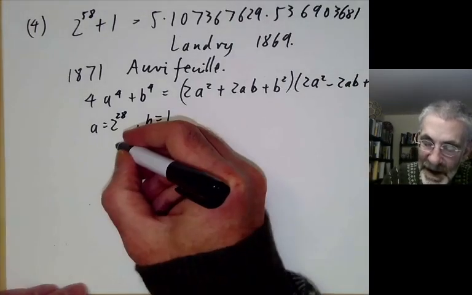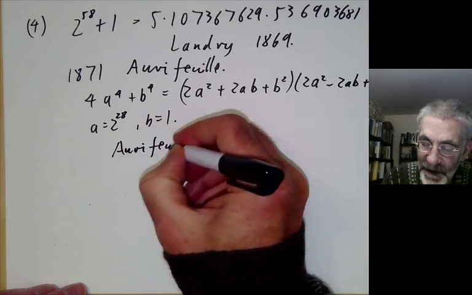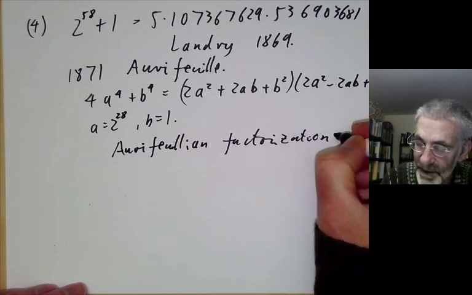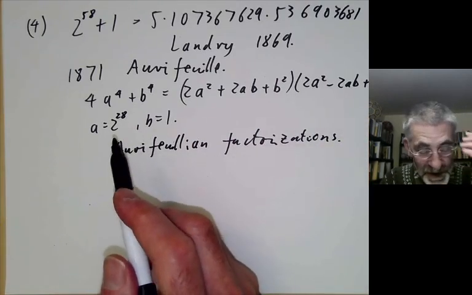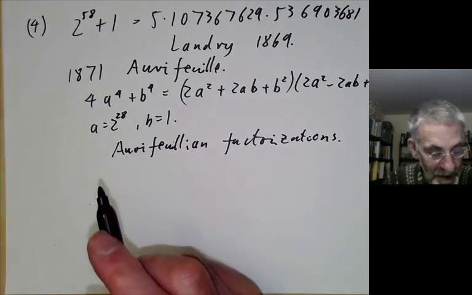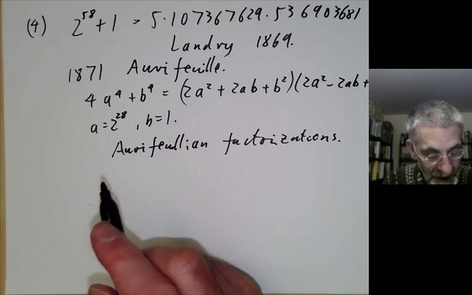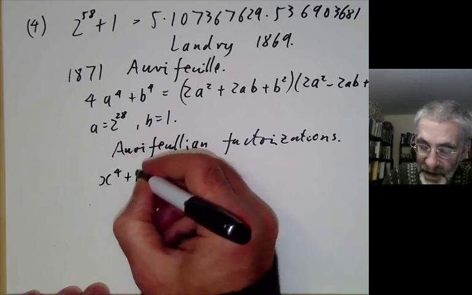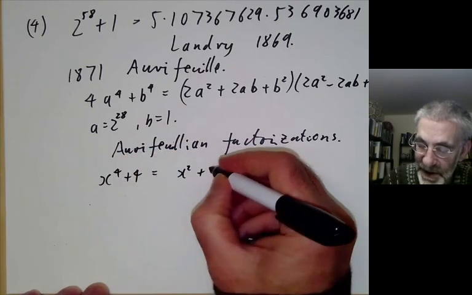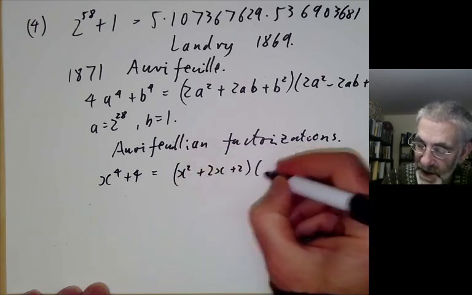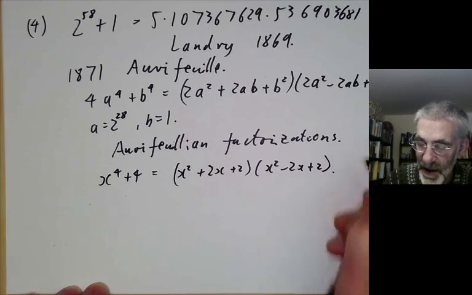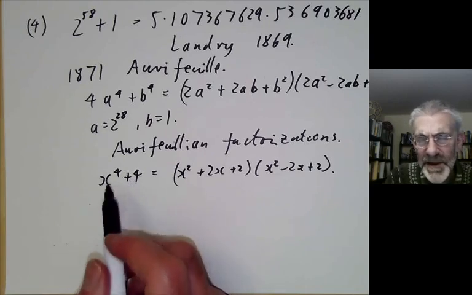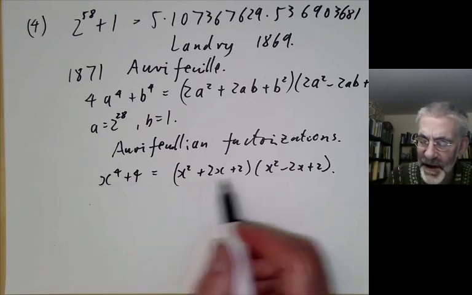So factorizations like these are called Aurifeuillian factorizations, I don't quite know how to pronounce it. The point is you sometimes get polynomials that look as if they're irreducible at first sight, but turn out to be reducible. A simple example of this is x to the 4 plus 4, which turns out to be x squared plus 2x plus 2 times x squared minus 2x plus 2. And in general, whenever you get a polynomial that's the sum of a very small number of monomials, you should be a little bit suspicious that maybe it's got an unexpected factorization.